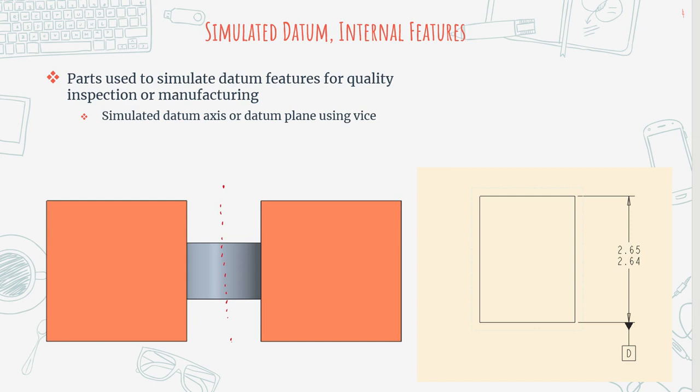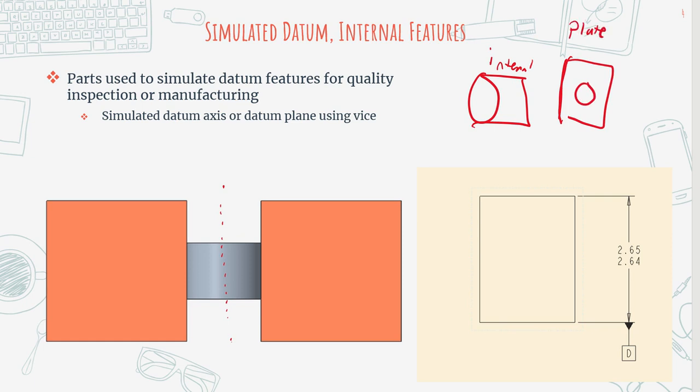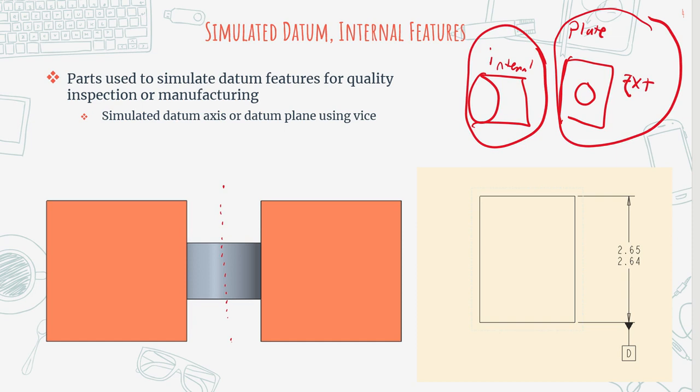So if the pin is the internal feature, then the slot in which the pin fits into is going to be your external feature. So that's going to be your plate. And that's going to be the external feature. So we've talked about external features. And now let's talk about what happens if you have an internal feature like a pin.